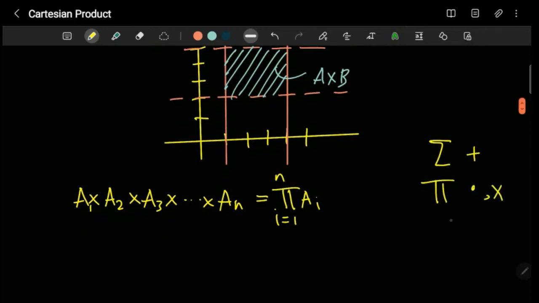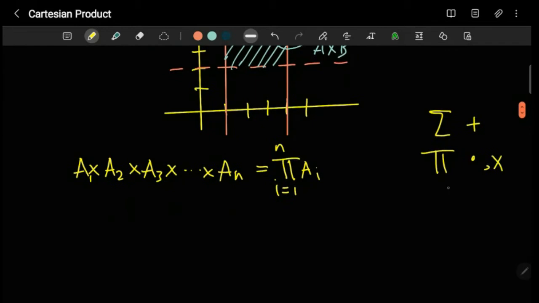Actually, we are already using these same symbols in big union, right? We're using union of sets, and then in big intersection, we're using intersection of sets. So arbitrary union, arbitrary intersection, and so on. So they follow the same rule when we want to expand. So this is just a shorthand notation. Okay.